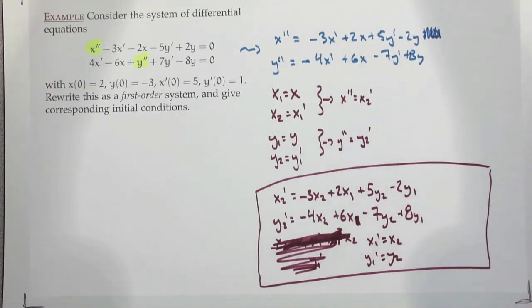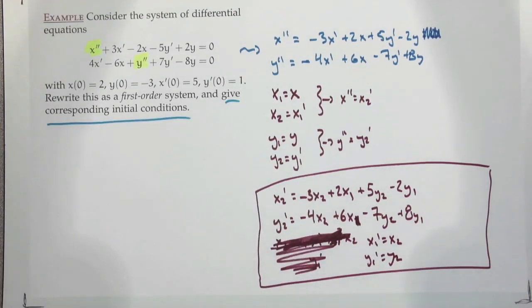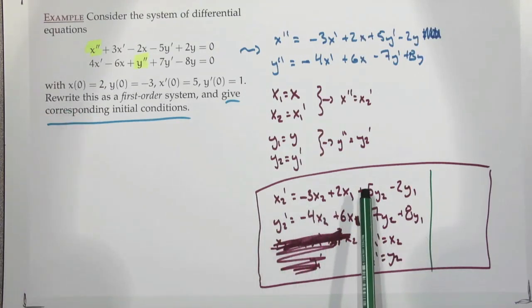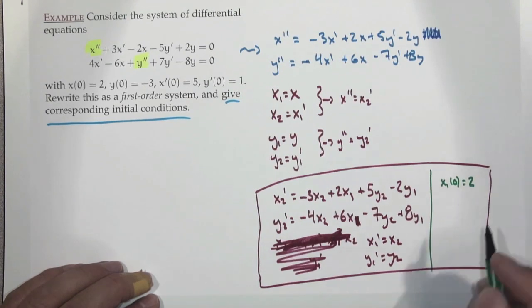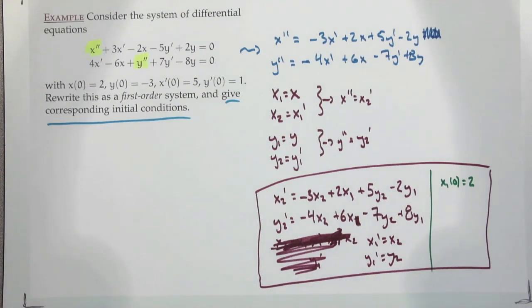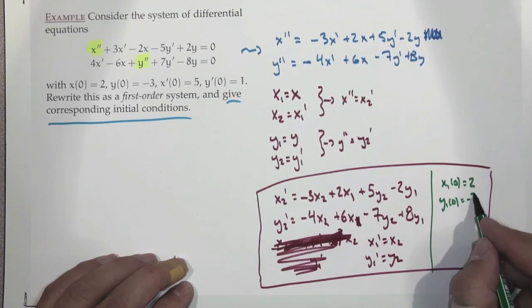Because there's still a lot of space left. Because remember, there's this second part. Give corresponding initial conditions. So, x of 0 equals 2. What does that translate to in terms of the x1, x2, y1, y2? So it translates into x1 of 0 equals 2. How about y of 0 equals negative 3? What would that become? y1 of 0 equals negative 3.